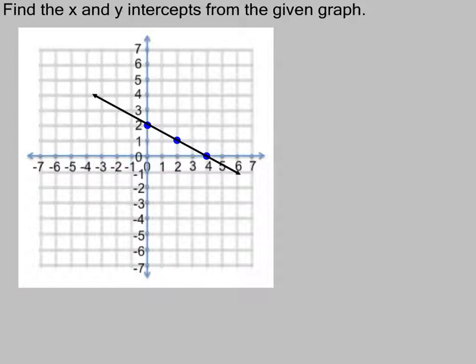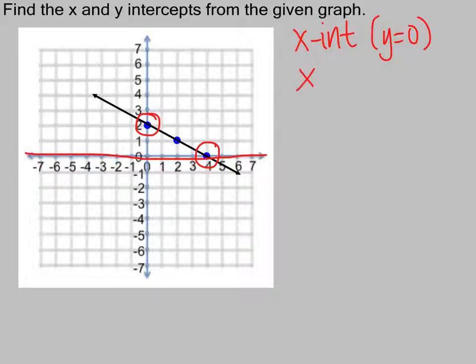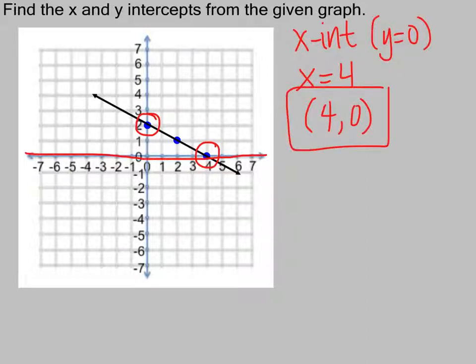Looking at my intersection points, I see that I'm looking at 2 and 4. Now I just need to organize them, so my x-intercept, where y equals 0, happens across the x-axis, so the flat line, and x is equal to 4. This means that is found at the ordered pair 4, 0. Notice an x-intercept has an x value in my ordered pair and nothing for y.